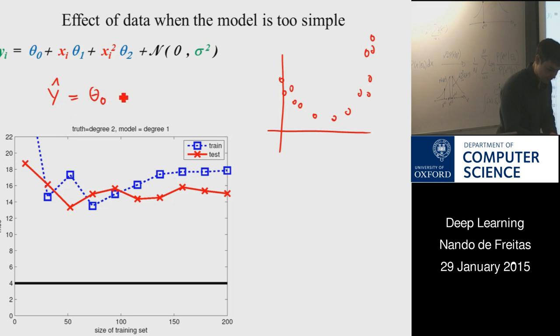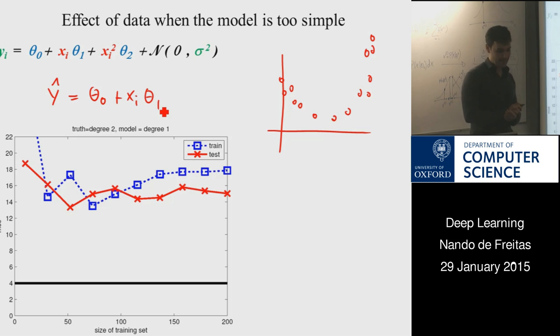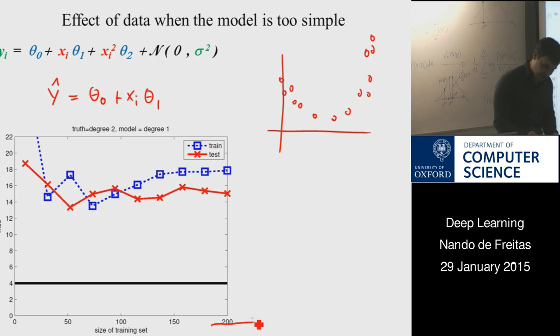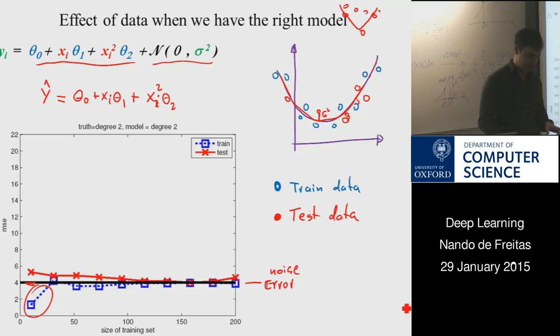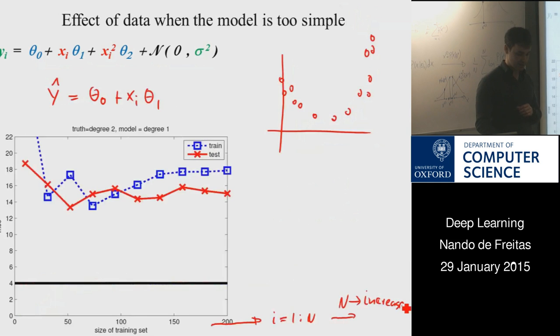Now, what happens when my data comes from a quadratic still, but I use a model that is of the form theta naught plus xi theta 1? And by the way, the curve I forgot to say, this is with i equals 1 to n, and this is as n increases. So n is the number of data. So here, as I increase the number of data, the mean square error goes to the right level, to the noise level.